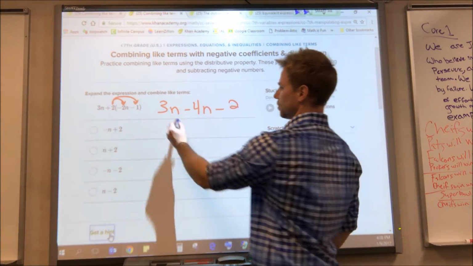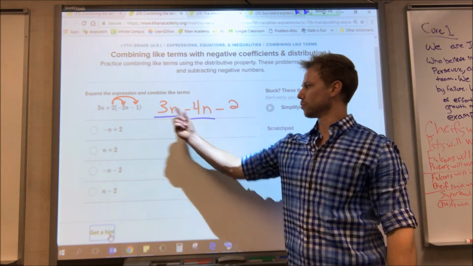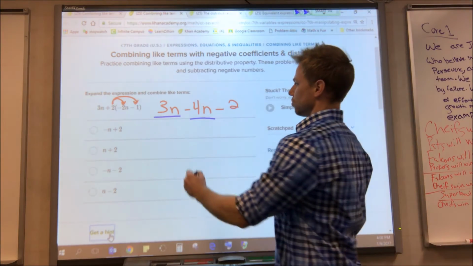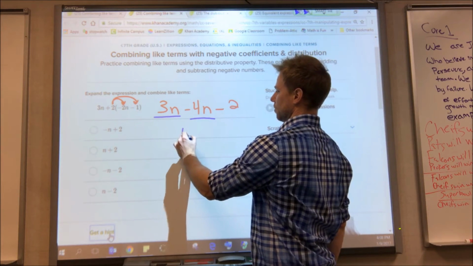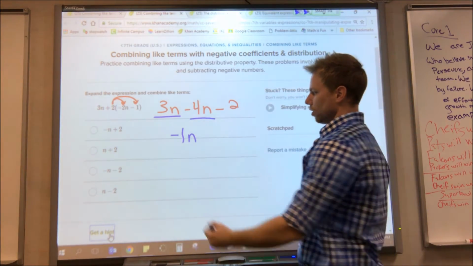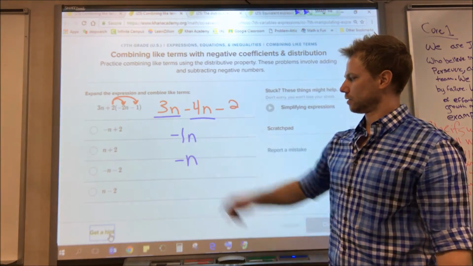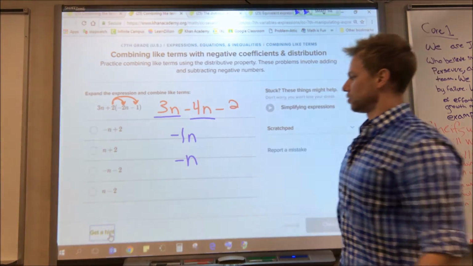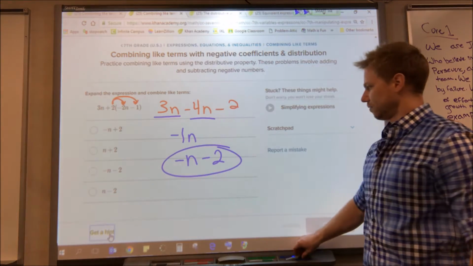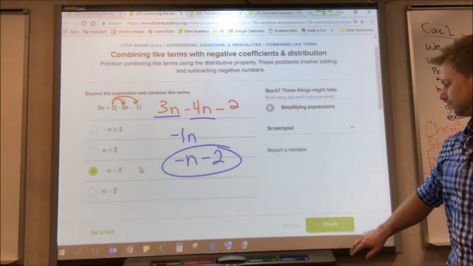Now we have like terms, 3n, negative 4n. They're unlike. This one's positive, this one's negative, so they're unlike. You subtract. 4 minus 3 is 1. Keep the sign of the bigger number, which is negative. So it's negative 1n, or you could just write negative n. I like this better because it's less writing. Then the 2 by itself can't be combined with anything else. So we have negative n minus 2. So third one.